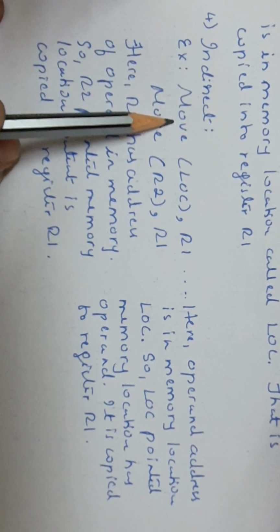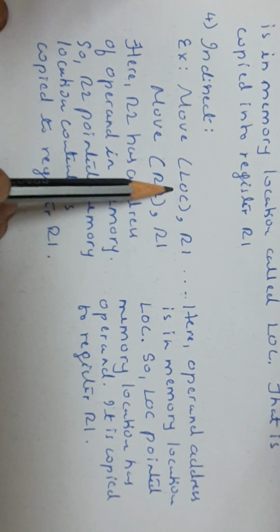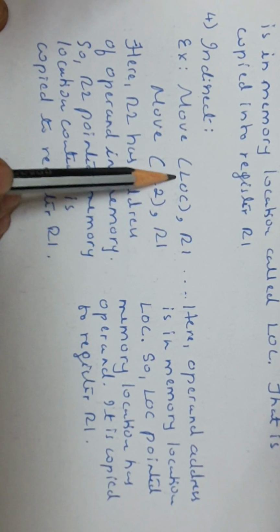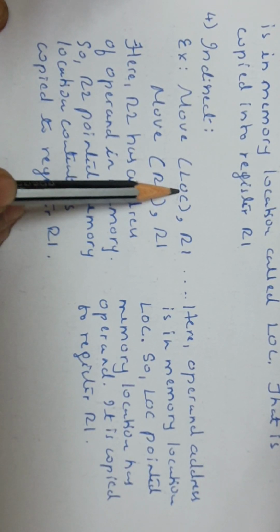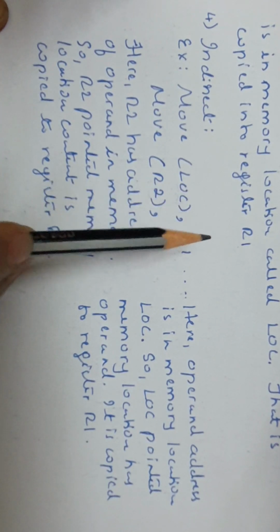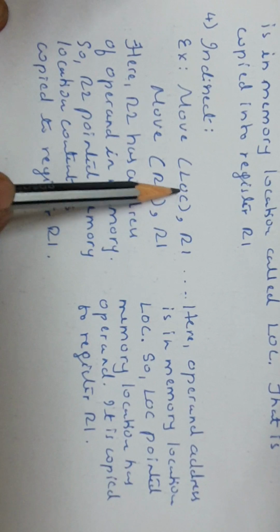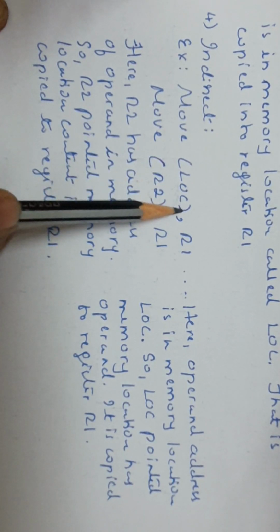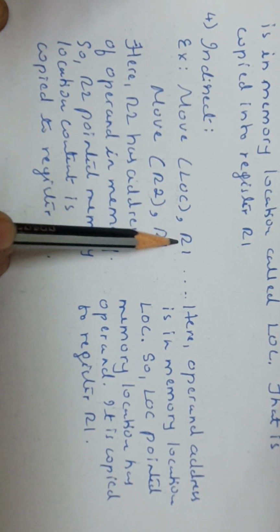Example, move (LOC), R1. Here the source LOC is in brackets, that is, the memory location named LOC doesn't contain the operand. It contains the address of the operand. So the operand is in another memory location. It has some address and that address is stored in the LOC memory location. This bracket indicates that the LOC pointed memory location has the operand and that is copied to R1.